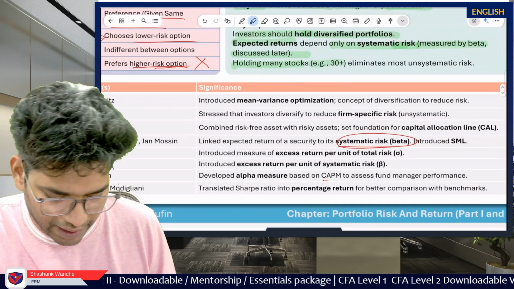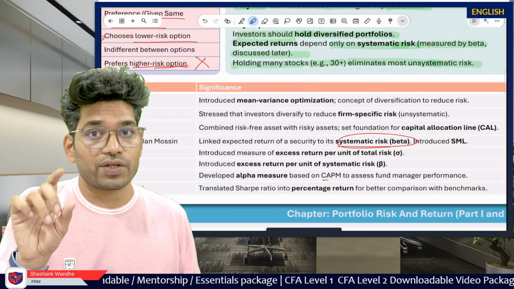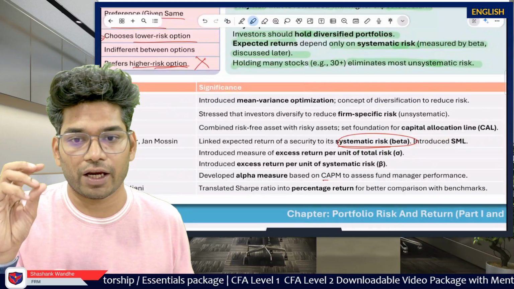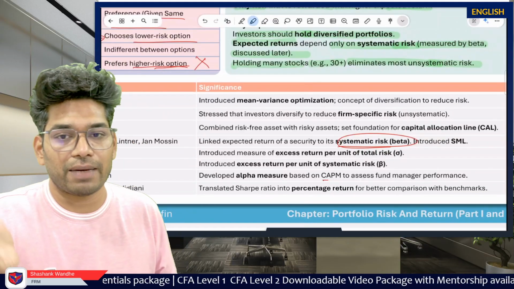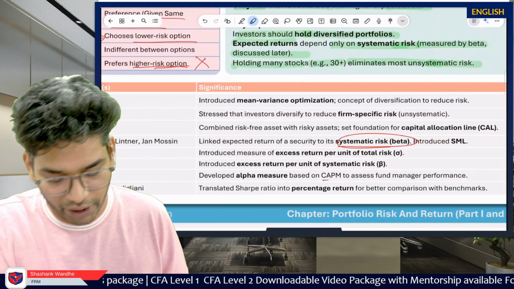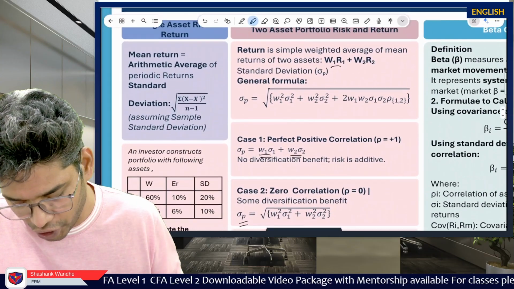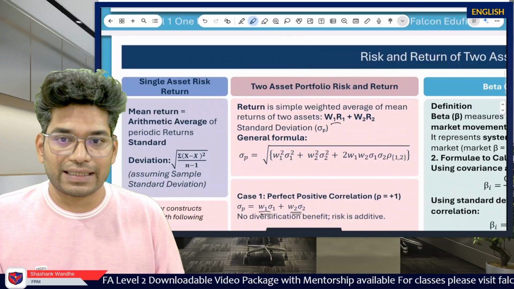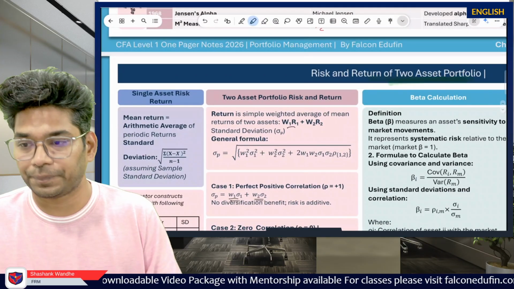Holding many stocks, for example 30, eliminates most of the unsystematic risk. Again, this is not a perfect diversification. It is a broad understanding, but not a perfect diversification. How to diversify in a perfect manner is given by the mean variance framework for the optimal portfolio diversification, or creating the optimal portfolio. Okay. Next discussion, the next slide, is about the risk and returns of the two asset portfolio.